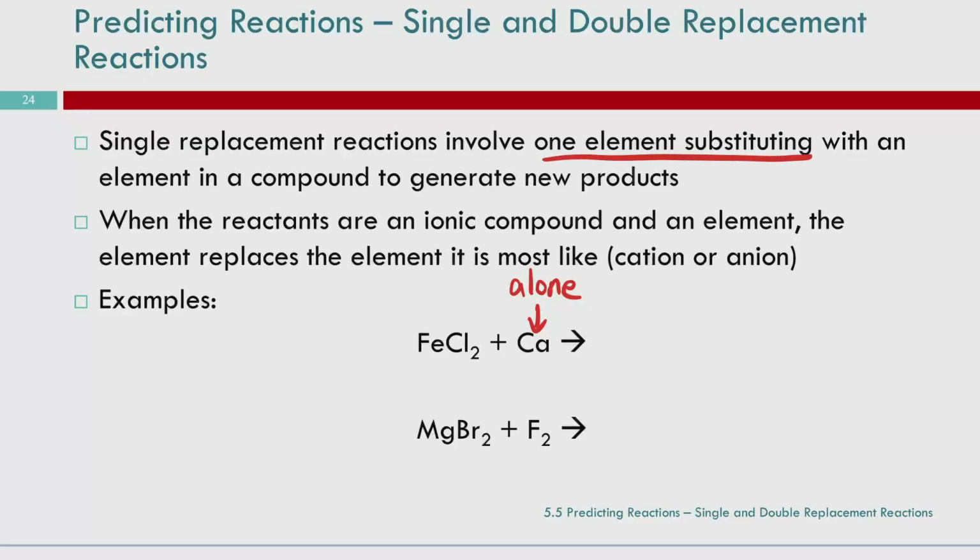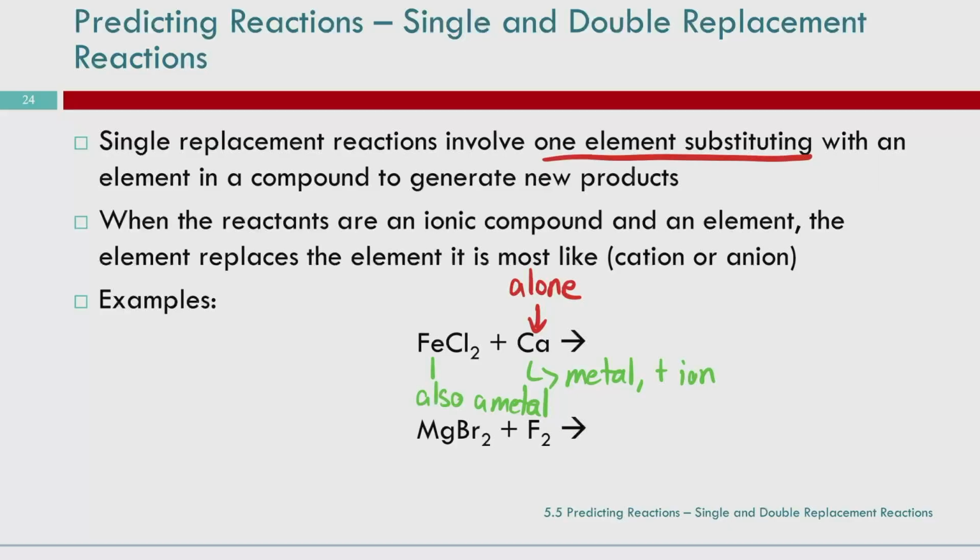What kind of element is calcium? It's a metal. And metals tend to form positive ions. So our calcium, seeing that it's a metal, is going to replace the more metallic of these two elements in our iron 2 chloride, which is the iron. So iron, also being a metal, is going to get replaced by the calcium.